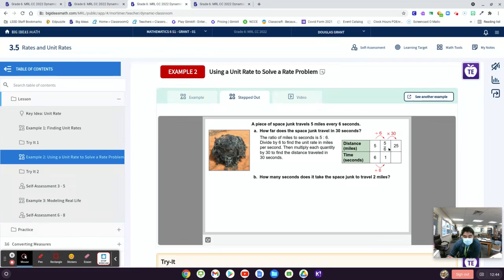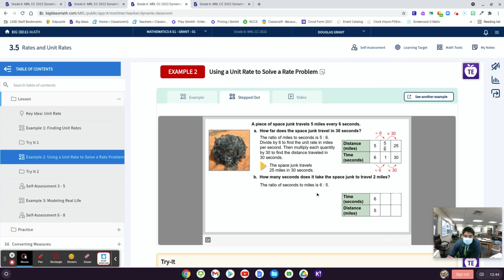And when you take 5/6 times 30, that is 25. So in 30 seconds, the space junk travels 25 miles. How many seconds does it take the space junk to travel 2 miles? So now we're going to swap the time and distance. And so the ratio of seconds to miles is 6:5, 6 seconds every 5 miles.